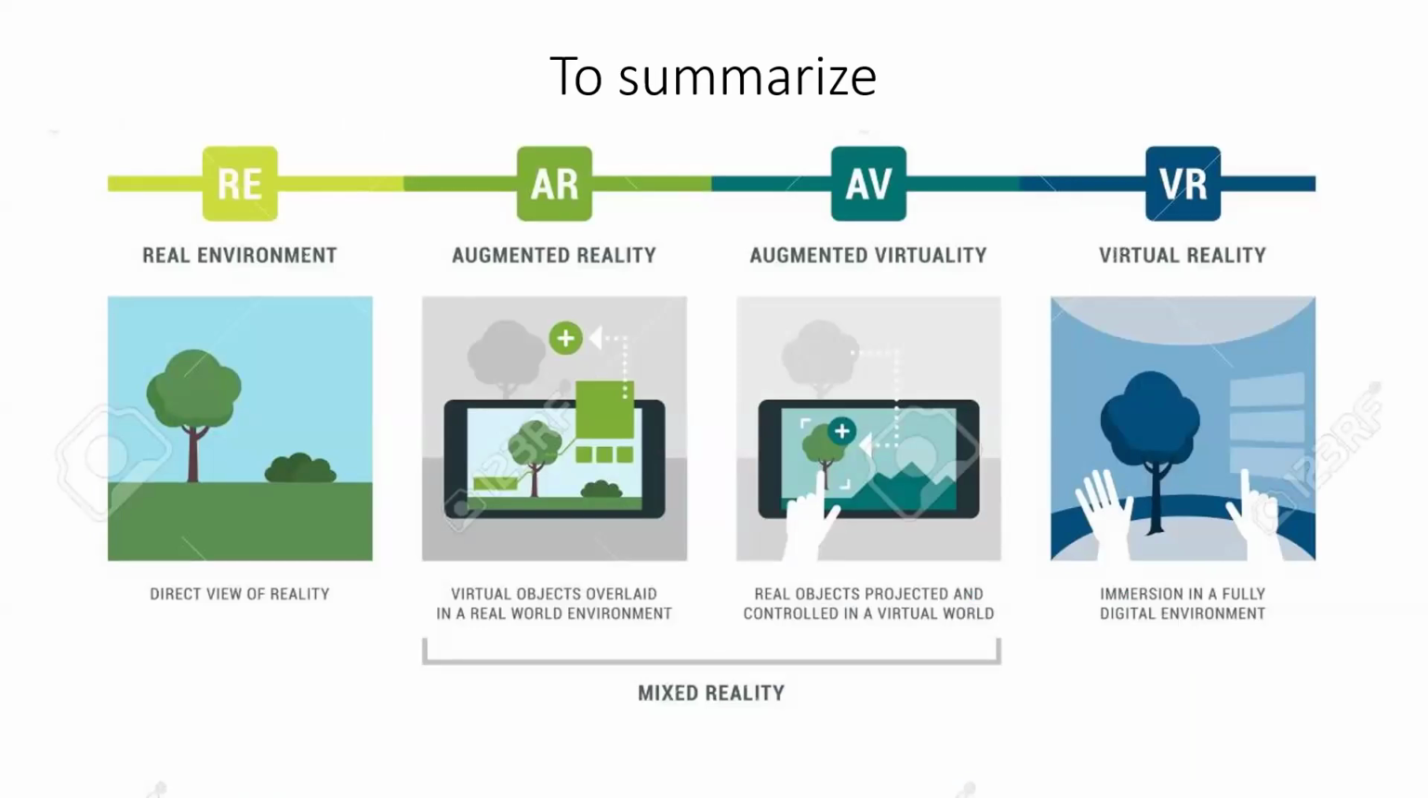So to summarize, you have the real world, called RE, where you don't have anything digital and you have a direct view of reality. Then you have augmented reality, where virtual objects are overlaid onto the real world. We have real objects projected into a controlled virtual world, that is augmented virtuality, so AV. And then finally virtual reality, where a complete immersion happens in the digital world itself. You don't have any real world content now.